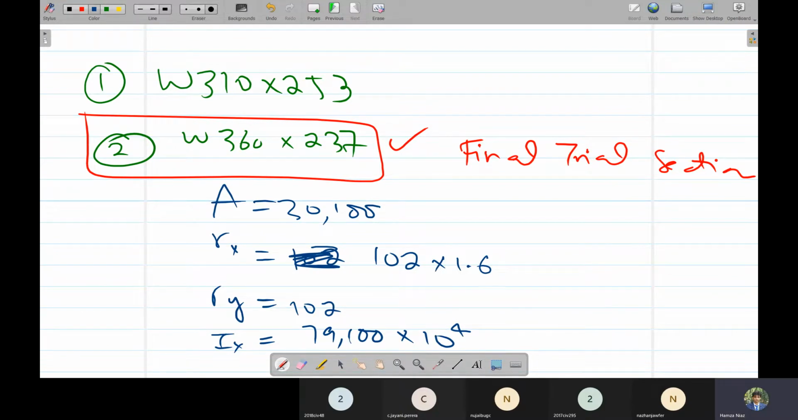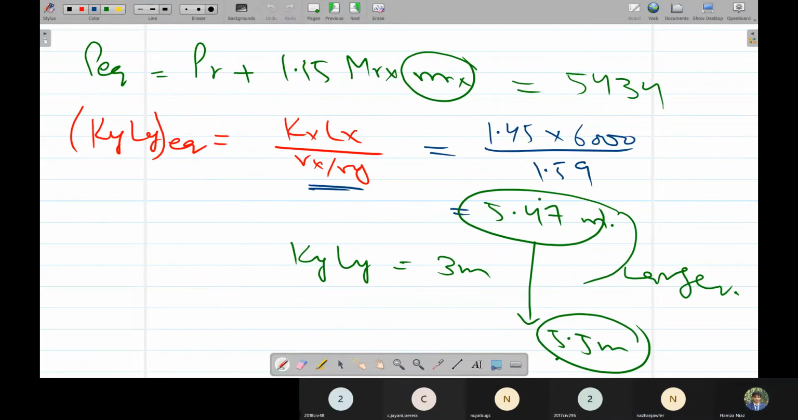Any problems up to this part? We have selected a trial section. Brother, while we are selecting the final trial section, we are taking the P equivalent value, the second value we have found, right? New value. Yes, new values, new equivalent values, new KY value. Okay, brother.